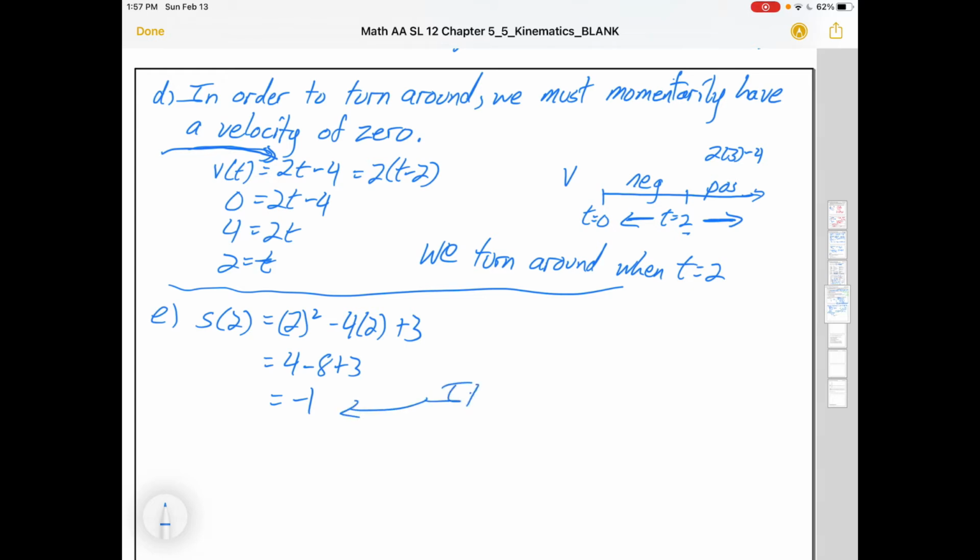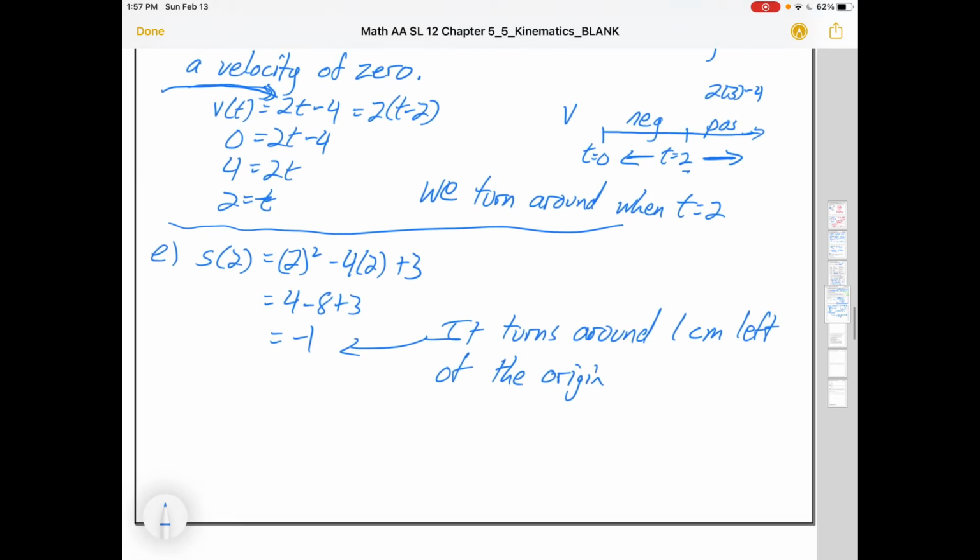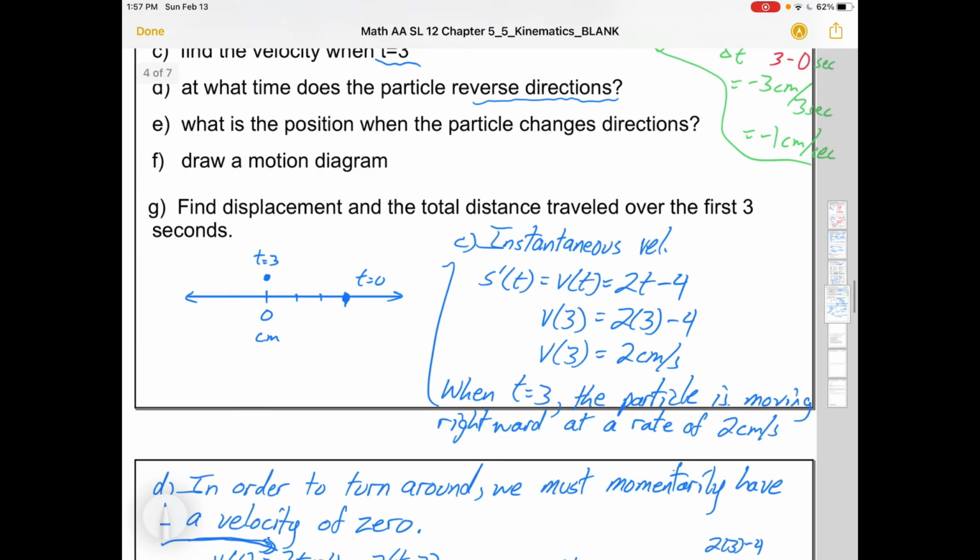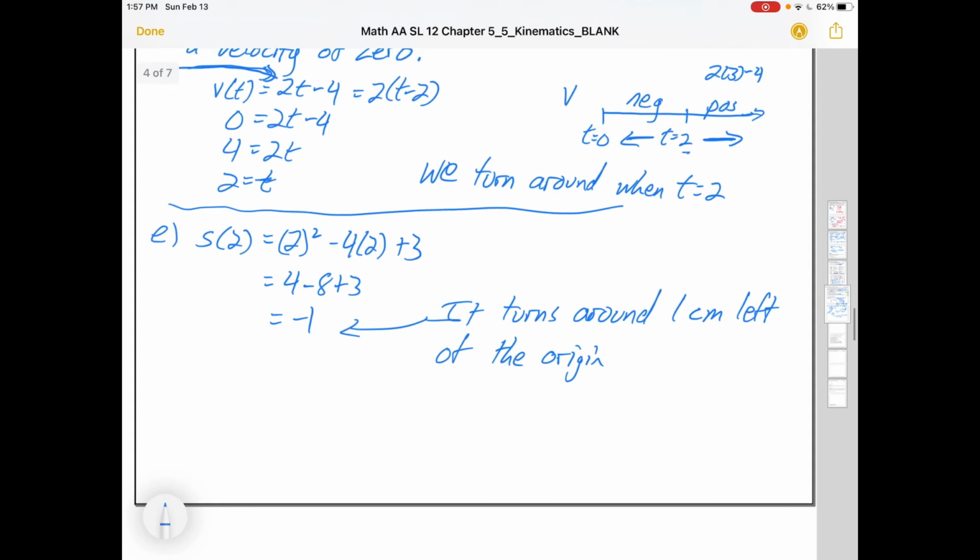It turns around 1 centimeter left of the origin. Okay, that's what a negative position means. Now the next thing that it asks is to draw a motion diagram. So I actually started that up here, but let's do a better version down here.